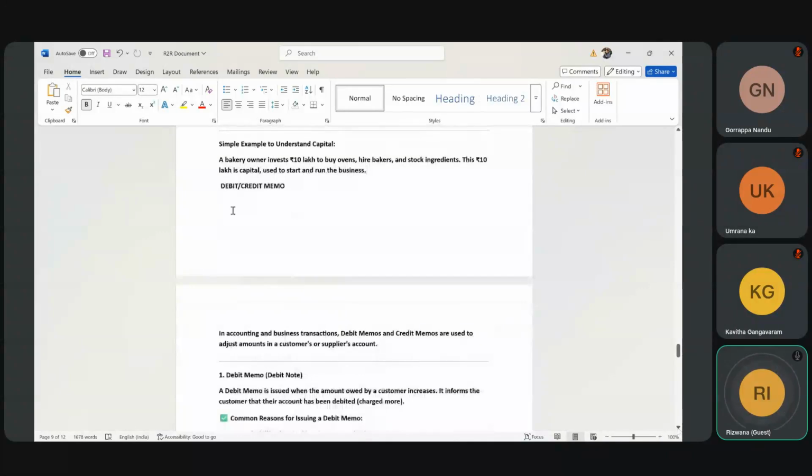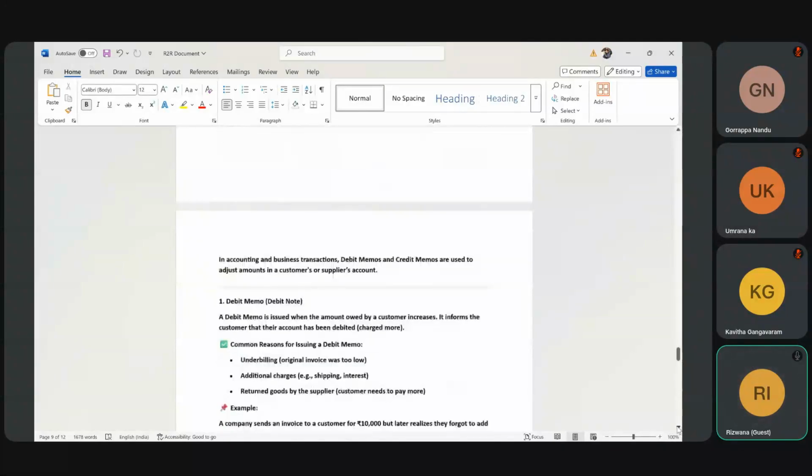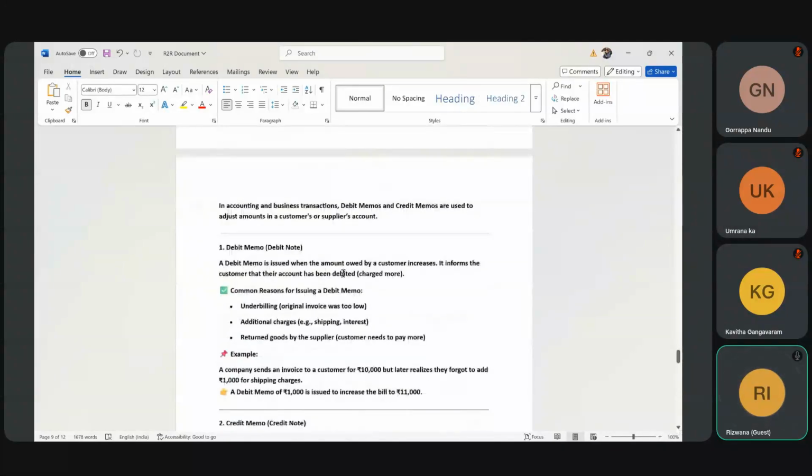Next comes debit and credit memo. In accounting and in business transactions, you all know, right? Debit memos and credit memos are used to adjust amounts in either the customer's account or the supplier's account. These are nothing but debit and credit memos. So what is a debit note? A debit memo is also called a debit note. A debit memo is issued when the amount owed by a customer increases. It informs the customer that their account has been debited, meaning charged more.